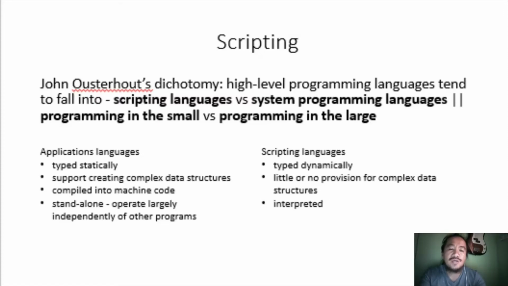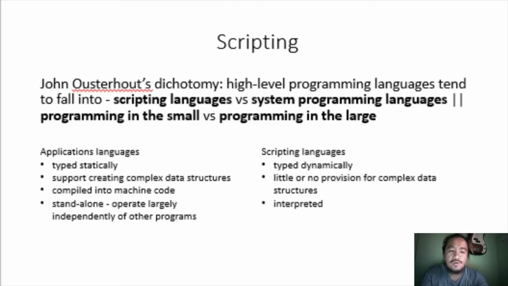We have an understanding that programs written using applications languages, or what we call system programming languages, are typed statically. They also support creating complex data structures. They are compiled into machine code and they are standalone. That means they operate largely independently of other programs. Whereas for scripting languages, these languages are typed dynamically. There is little or no provision for complex data structures, and code or programs written using scripting languages are mostly interpreted. By the way, John Ousterhout is the man behind the TCL language.